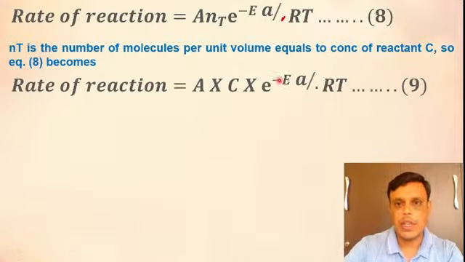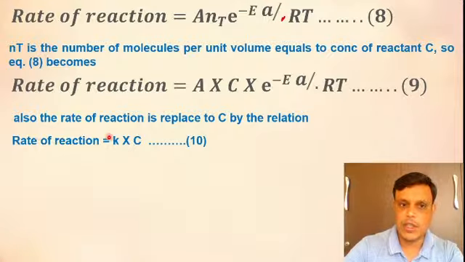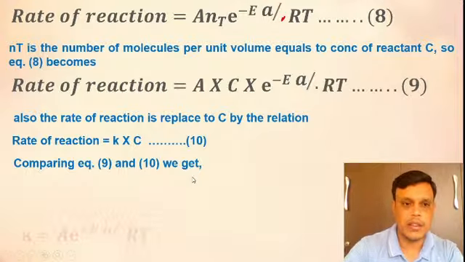And also in this equation, rate of reaction is replaced by C by the relation: rate of reaction is equal to K into C. This is your relation. Now rate of reaction is replaced by C, so we will replace rate of reaction by C. By comparing equations 9 and 10, we will get this equation.